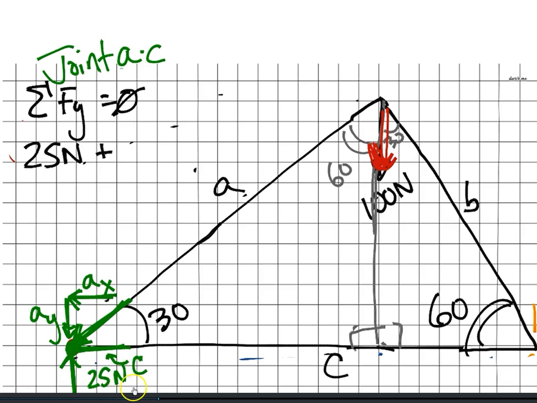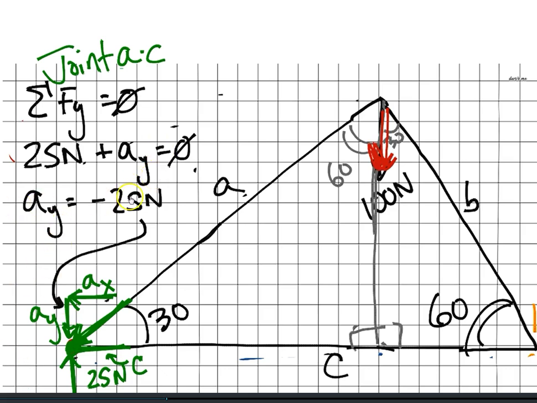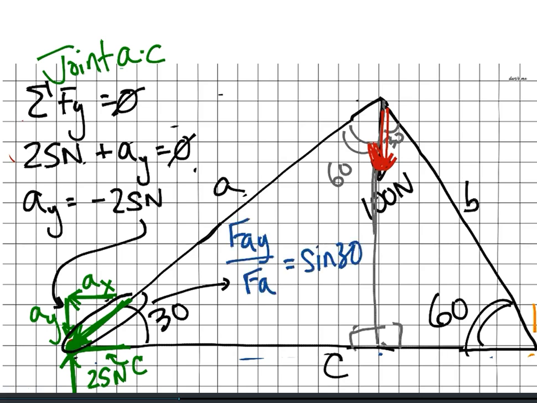So we're going to start with the 25 newtons. The reactive force at the support plus AY must equal 0, which means that we know AY must be negative 25 newtons. Now, in a minute we're not going to care about that negative sign. The negative just means it's facing down.